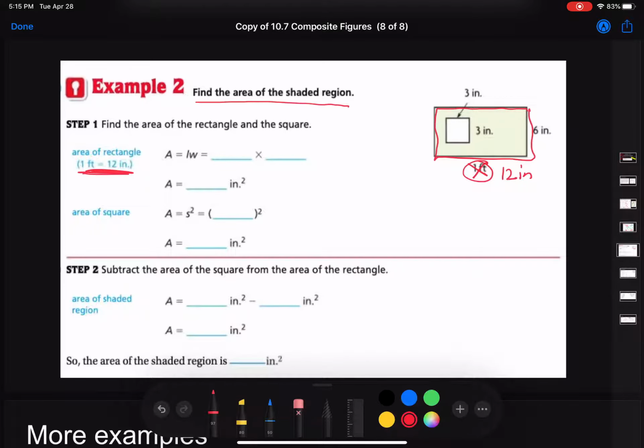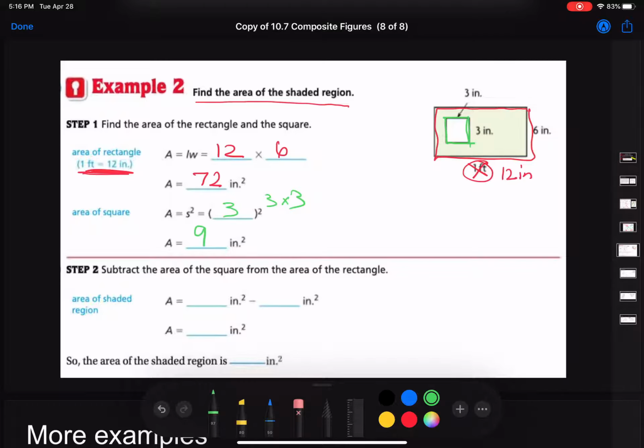Okay, so now the first thing we want to do is find the area of the whole entire thing. Pretend like that little white square inside isn't even there. So that means we're going to do 12 times 6. So 12 times 6, 72. Next we want to find the area of the little square inside. So that's 3 times 3, or 3 squared. So 3 times 3, which is 9.